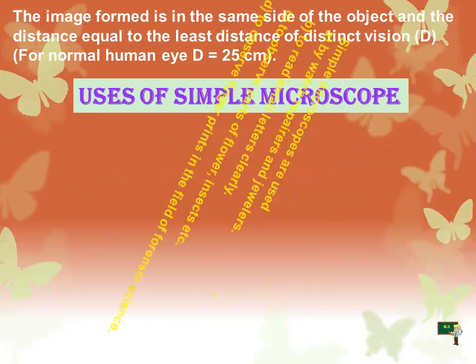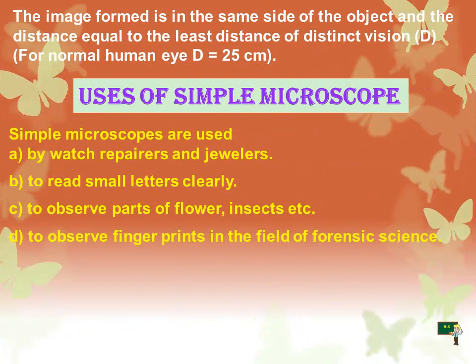Now let's see the uses of these simple microscopes. Simple microscopes are used by watch repairers and jewelers. They are used to read small letters clearly and to observe parts of flowers, insects, etc., and to observe fingerprints in the field of forensic science.